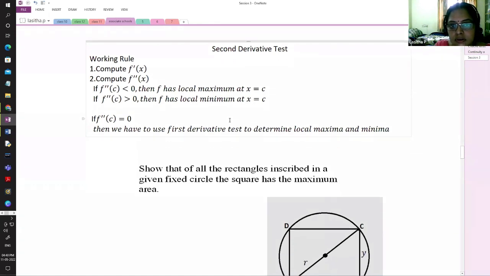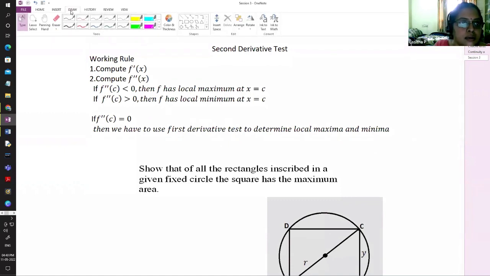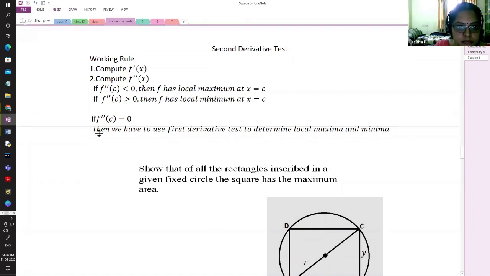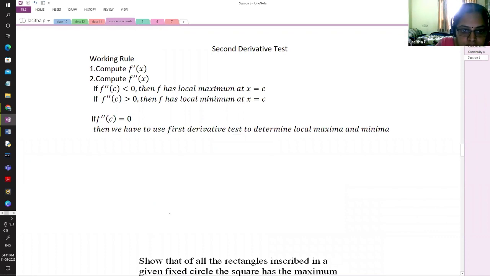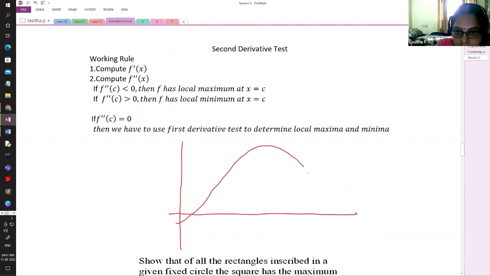The proof for this is not given in the textbook, but I can explain a small idea here. So when we draw the graph, for example, this is the maximum value that occurs at this particular point, maybe at x equal to c. Here we have seen the first derivative is positive, as we have learned. So let me find out the tangent at this particular point.